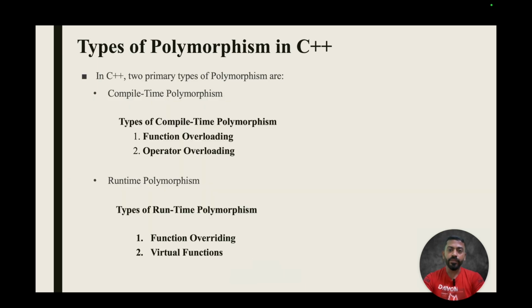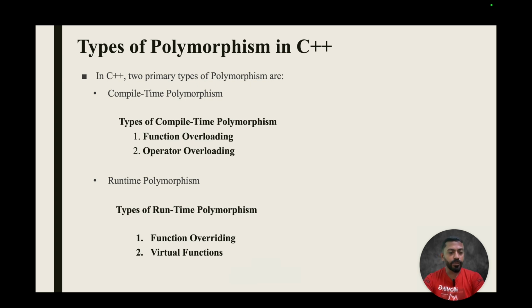Types of polymorphism in C++: according to the implementation aspects, there are two kinds of polymorphism. One is called compile time polymorphism, and the other is called runtime polymorphism. Compile time polymorphism means the program code will be checked during compile time. The next one is runtime polymorphism. During the execution of the program, the particular piece of code will be evaluated. That is called runtime polymorphism.